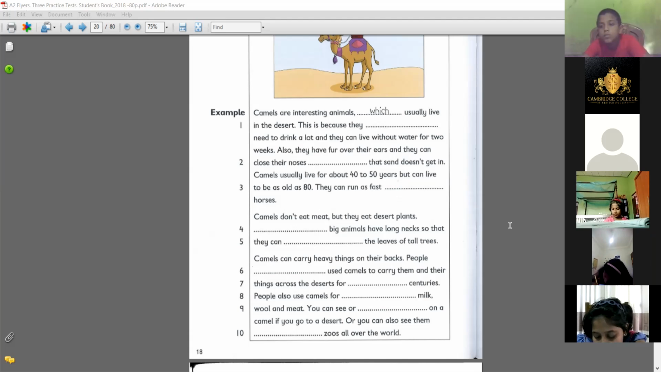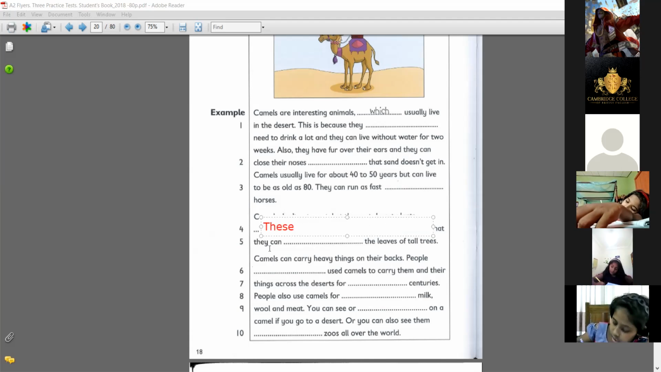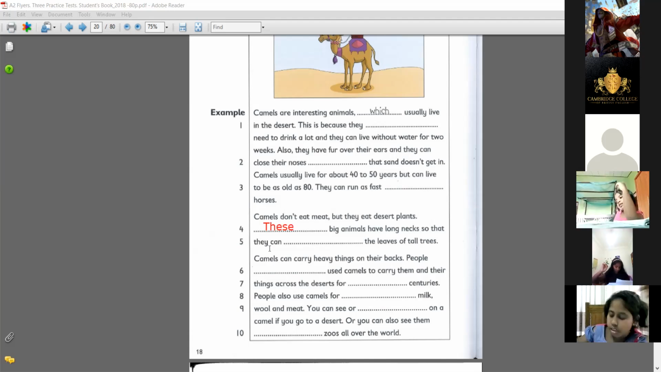These big animals have long necks. This, these or that: what is the answer? These. Why? Big animals. Animals is plural. Because of that, we can't take this and that, since those words are singular forms. So we used the word these.